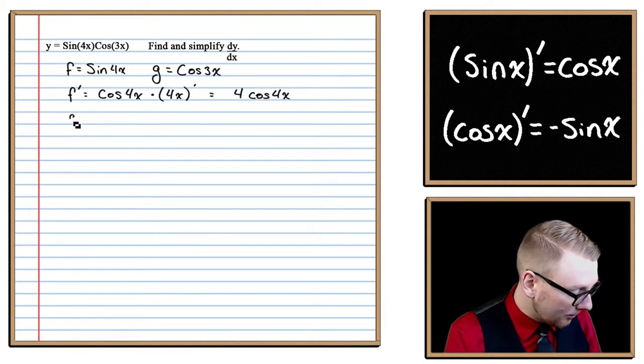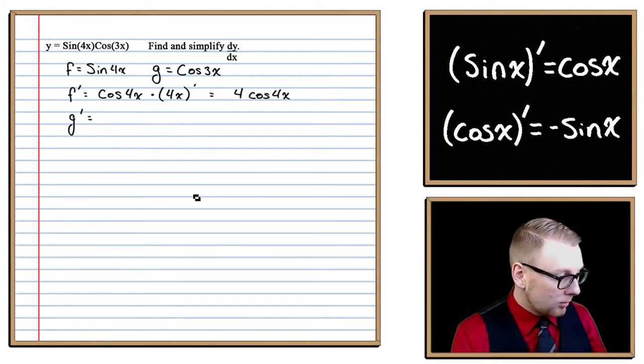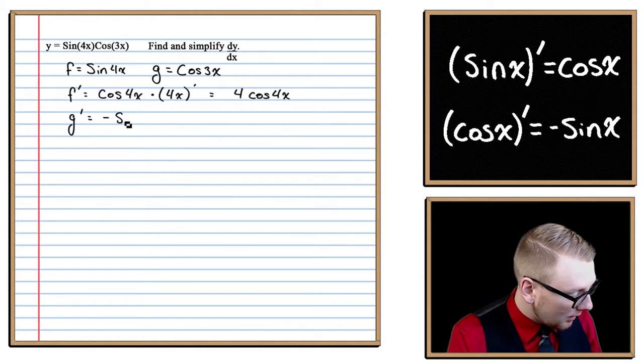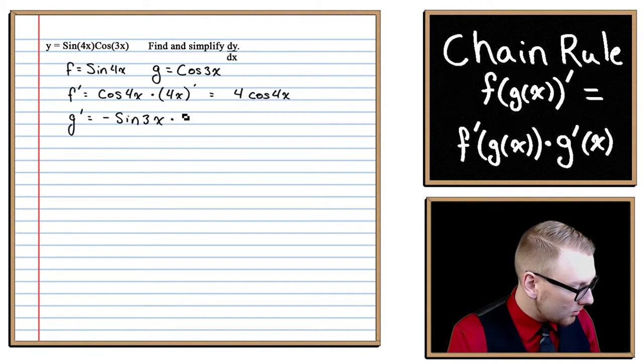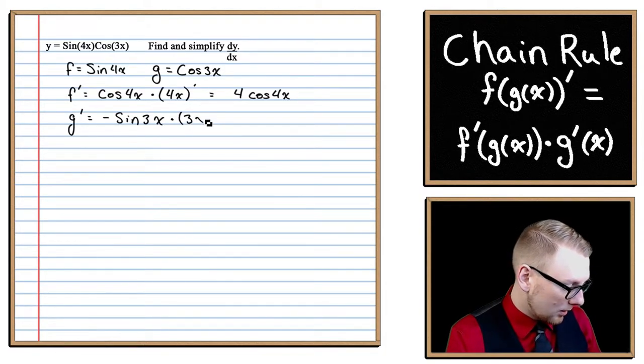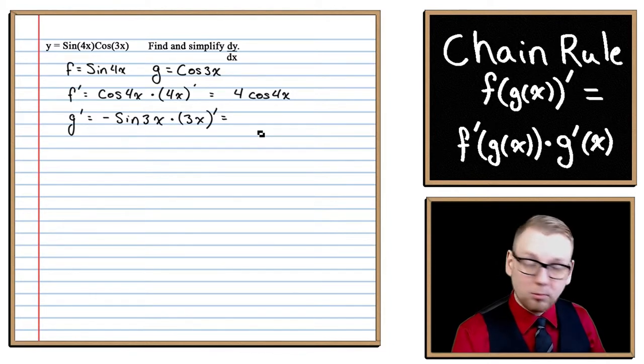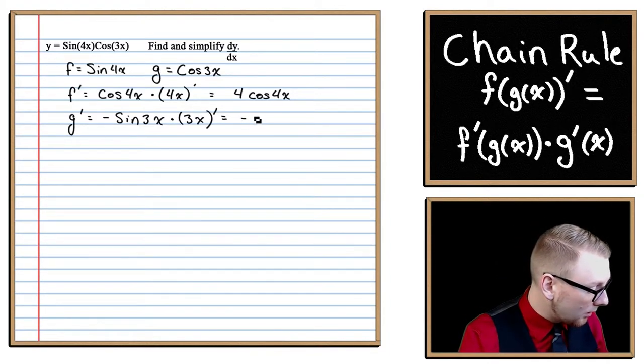G prime, derivative of cosine is minus sine, so we'll have minus sine of 3x times the derivative of the inside, 3x prime. The derivative of 3x is just 3, so we have negative 3 sine of 3x.